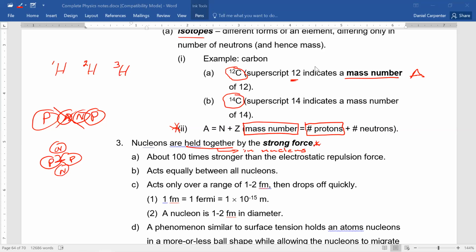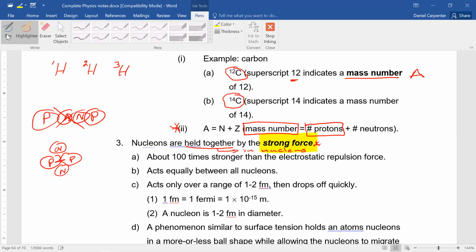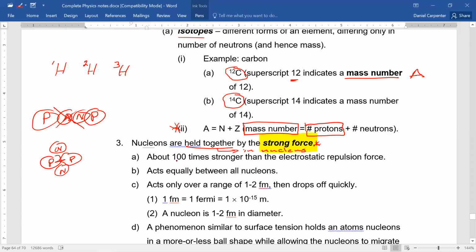You've got all of these positive charges repelling each other and they still stay together in the nucleus. The reason is because of the strong force. So why is it called a strong force? Because it is amazingly strong. It is about 100 times stronger than the electrostatic repulsion force, which is what is trying to push the protons away from each other.